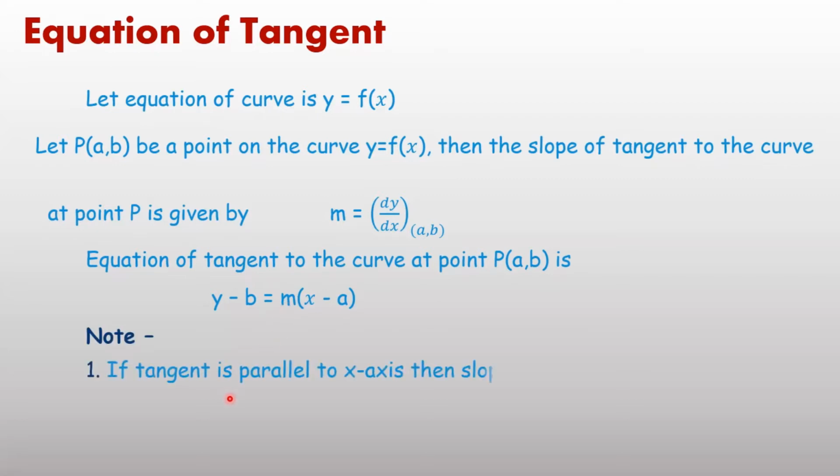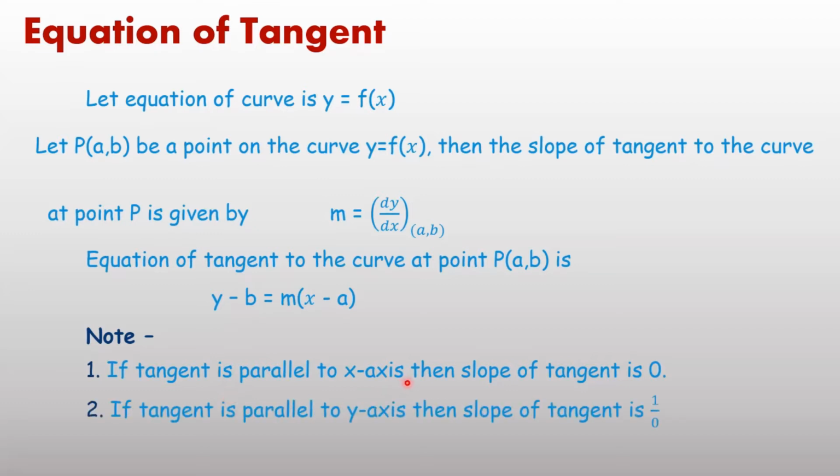If the tangent is parallel to the x-axis, already you know if any line is parallel to the x-axis, then the slope of the line, or slope of the tangent, is 0. Because if the line is parallel to the x-axis, the angle between the tangent and the x-axis is 0 and the value of tan 0 is 0. Therefore, the slope of the tangent is 0 if it is parallel to the x-axis. And if the tangent is parallel to the y-axis, then the slope of the tangent is not defined, which we can write as 1 upon 0.